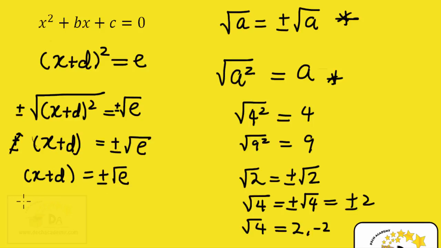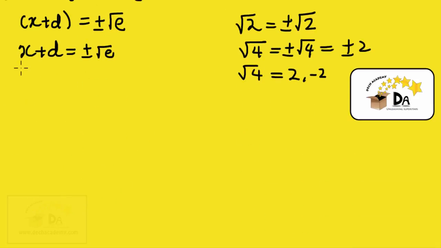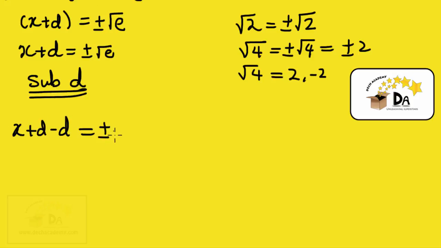Now, dropping the brackets, we get x plus d equals plus or minus the square root of e. Making x the subject of the formula by subtracting d from both sides. So subtracting d from both sides gives x plus d minus d equals plus or minus the square root of e minus d, which is x, because d minus d is 0, equals plus or minus the square root of e minus d.